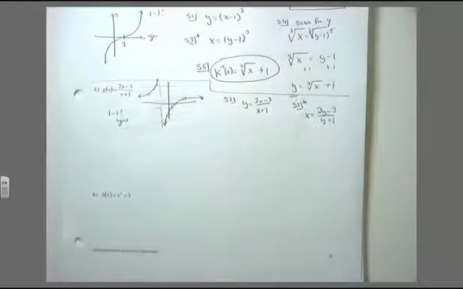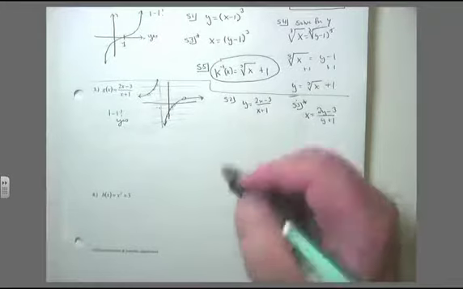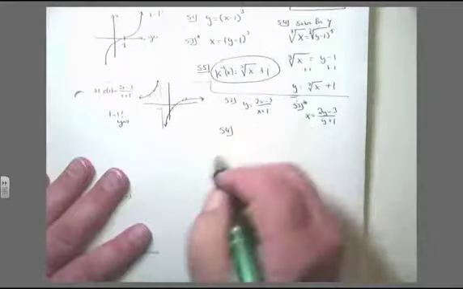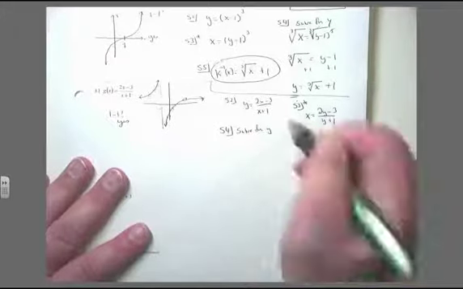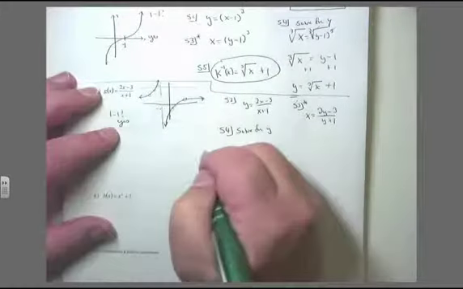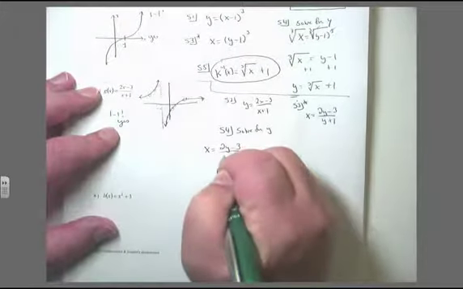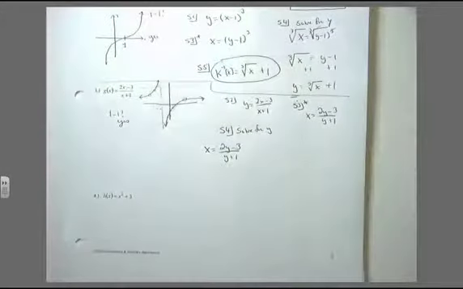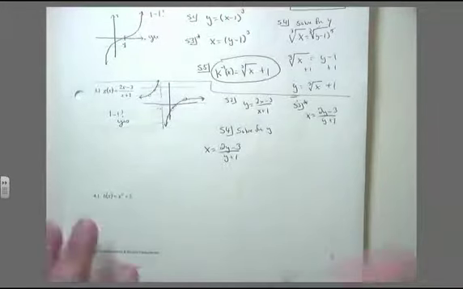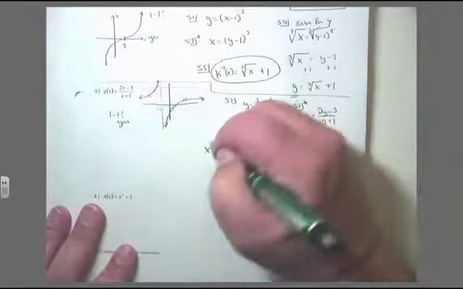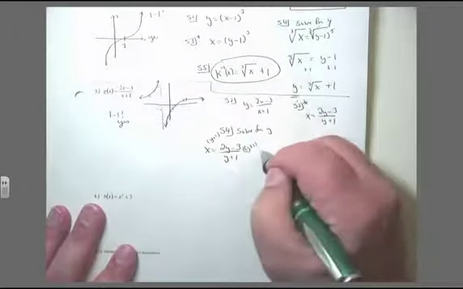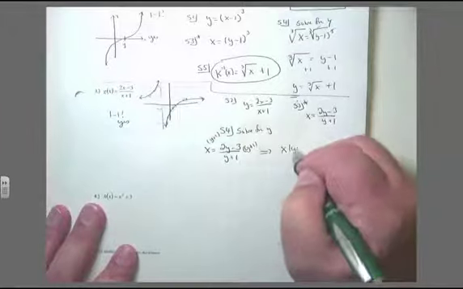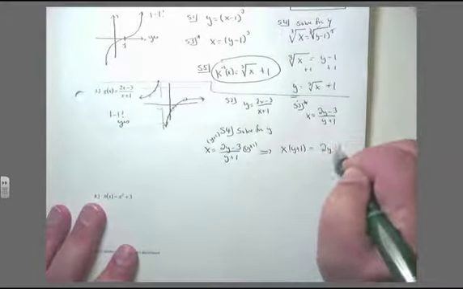Now here comes the hard part. Solve for y. How am I going to solve for y? I have x is equal to (2y minus 3) over (y plus 1). What's your first move? Multiply by y plus 1. Get rid of your fractions. I'm going to multiply both sides by y plus 1. What I do to one side, I do to the other. This will cancel, leaving me with x times (y plus 1) equals 2y minus 3.